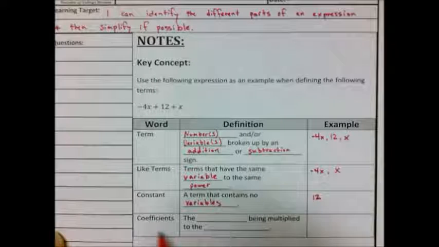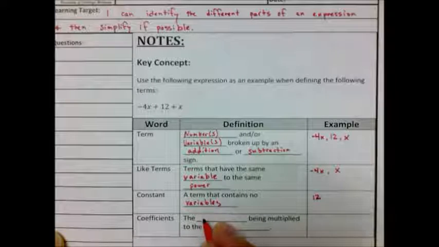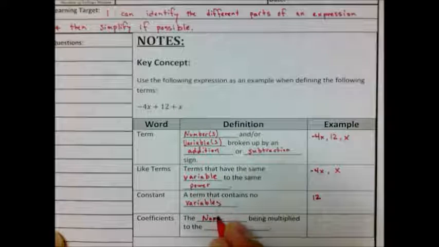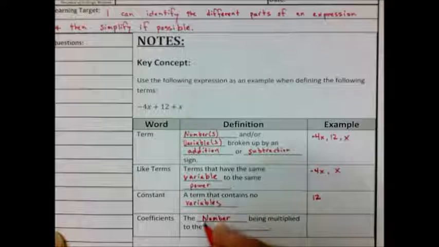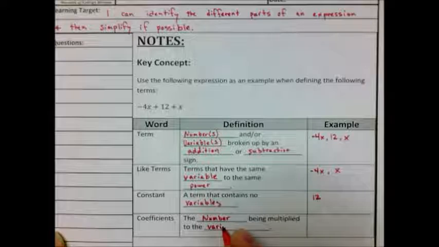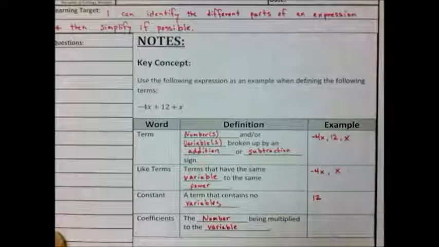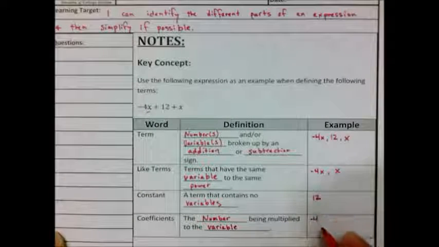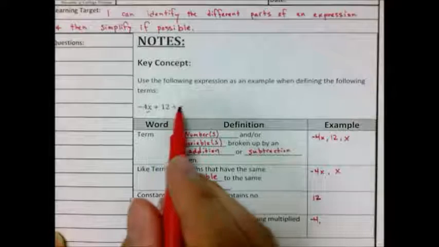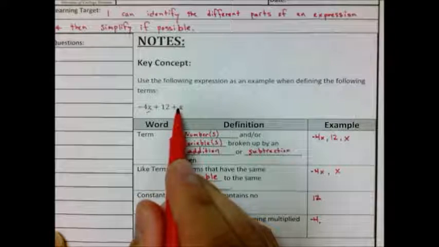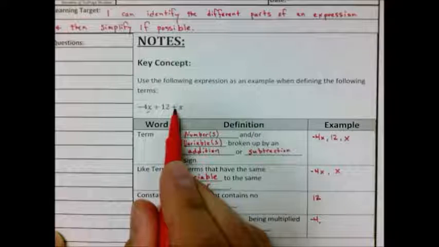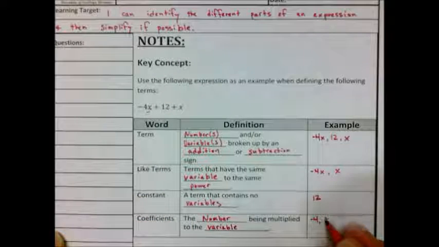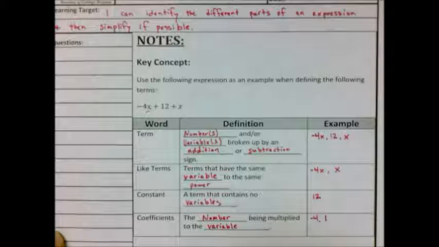And then coefficients, the last word we're going to define. A coefficient is the number being multiplied to the variable, the number that comes before that variable. So we see here's the variable, negative 4 would be our very first coefficient. And we have one more because there's another variable here. It looks like there's nothing, but technically there's still a positive 1 there. So your next one would be a 1. Those are the two coefficients of those terms.